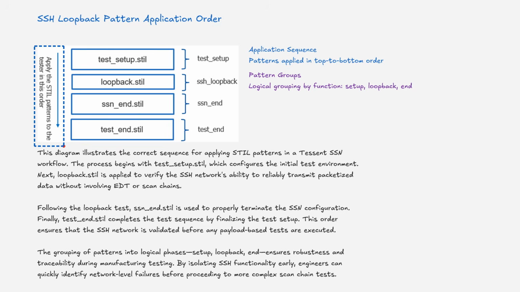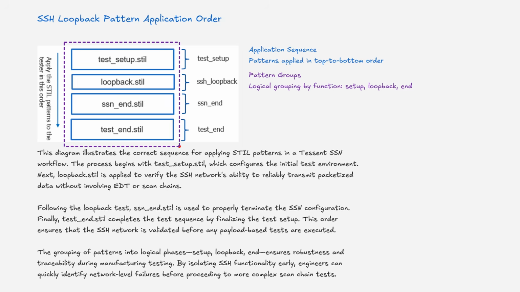The process begins with test setup STIL, which configures the initial test environment. Next, loopback STIL is applied to verify the SSN network's ability to reliably transmit packetized data without involving EDT or scan chains. Following the loopback test, SSN end STIL is used to properly terminate the SSN configuration. Finally, test end STIL completes the test sequence by finalizing the test setup.